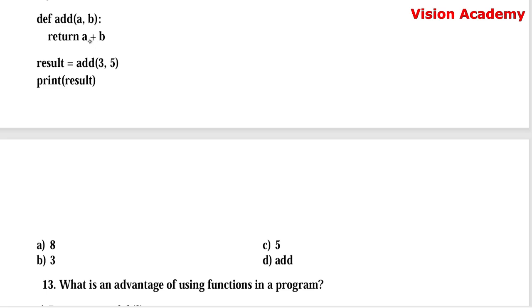So it is going to return the addition of these two numbers, which will be stored in result. Here 3 plus 5 will be 8. 8 will be stored in result and we are printing the same over here. Hence option A, 8 will be the result.